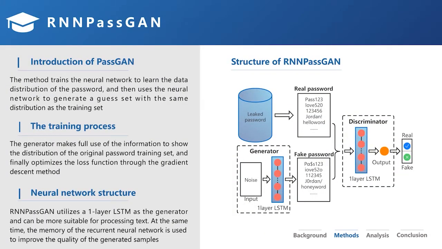Huang made improvements based on PassGAN in 2020 and proposed RLPassGAN, which utilized a 1-layer LSTM as a generator and can be more suitable for processing text. At the same time, the memory of the RNN is used to improve the quality of the generated samples. The specific model structure is shown in this picture.